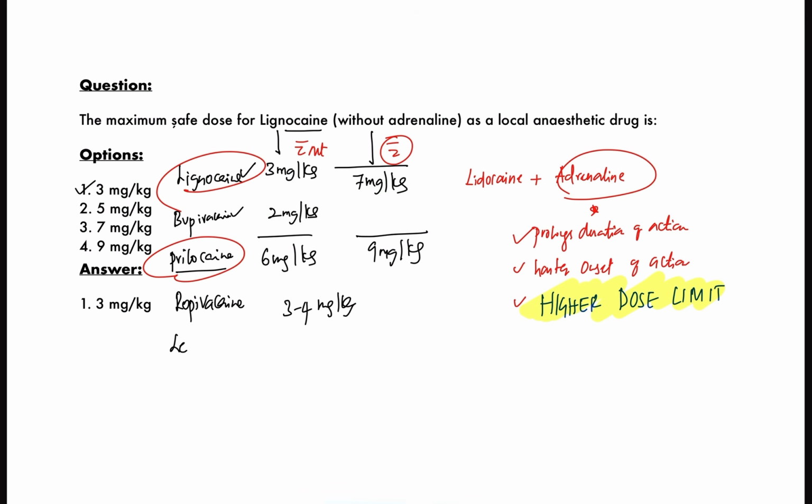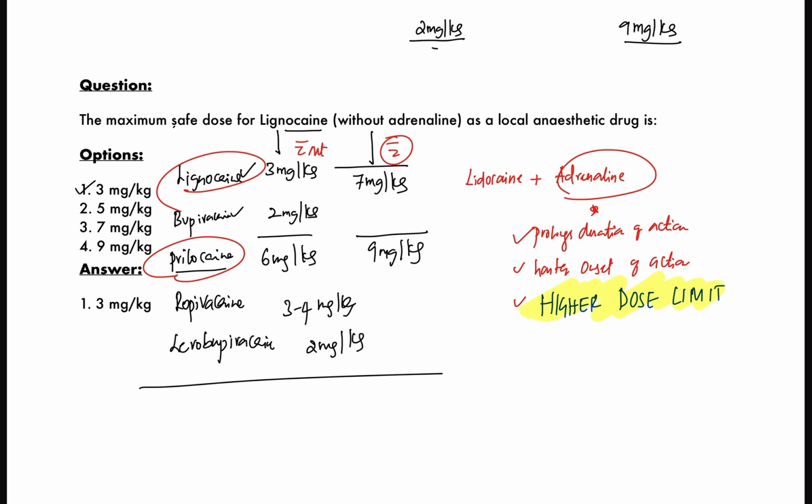Now finally, we have levobupivacaine, which is also 2 mg per kg. So overall, what I could see is, in a way, 2 mg per kg is the starting dose for most of the local anesthetics. The maximum dose goes up to 9 mg per kg. So overall 2 mg per kg is given by both bupivacaine and levobupivacaine. From the PG point of view, bupivacaine is important because it is associated with cardiotoxicity. It is one question which was commonly asked in entrance examinations, right? Apart from that, you have 3 to 4 mg per kg.